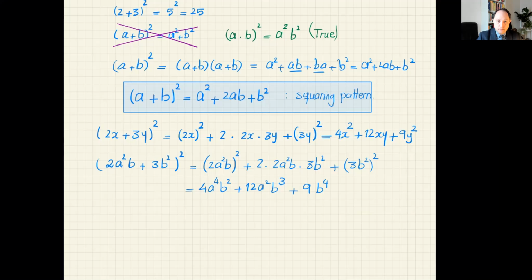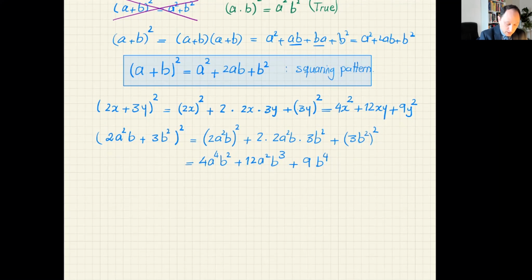Is that okay? Yes. Good. But in the book, a squaring pattern is written in two different forms. One of them is with a positive sign in between. The other one is with a negative sign in between. So let us see what happens if I have a negative sign in between.